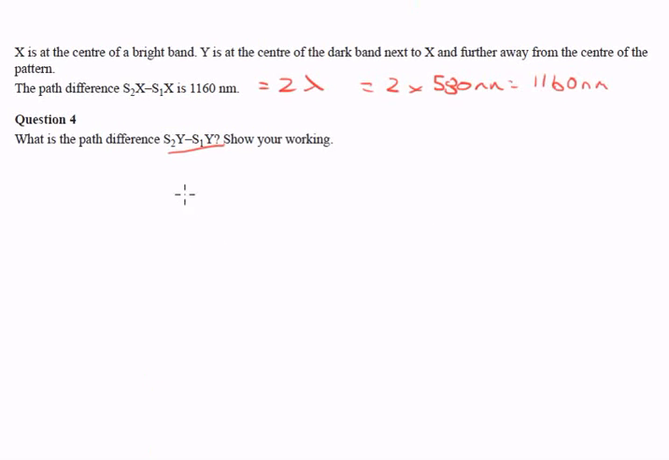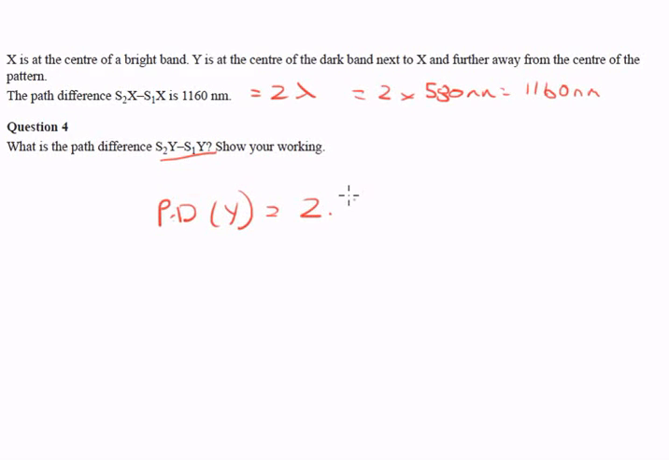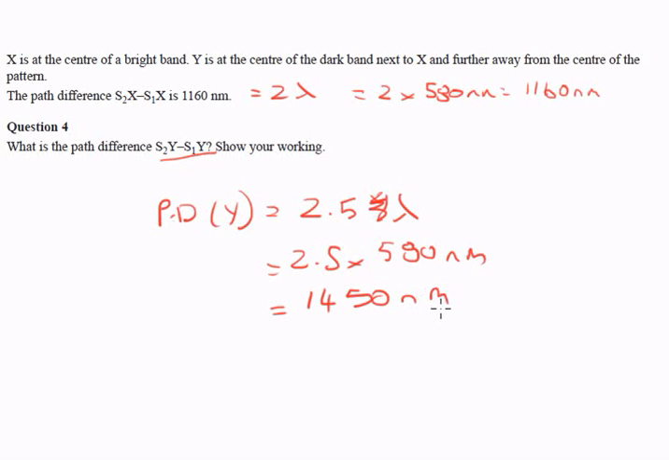So working for this one, for 2 marks, is path difference at Y is equal to 2.5 wavelengths, which equals 2.5 times 580 nanometers. Calculator gets me 1450 nanometers.